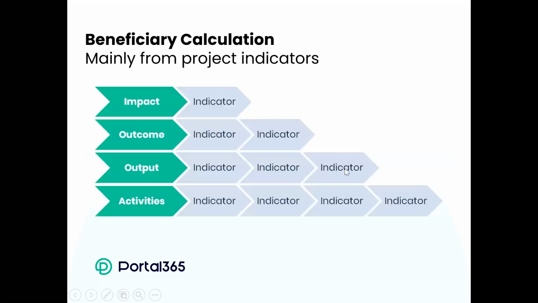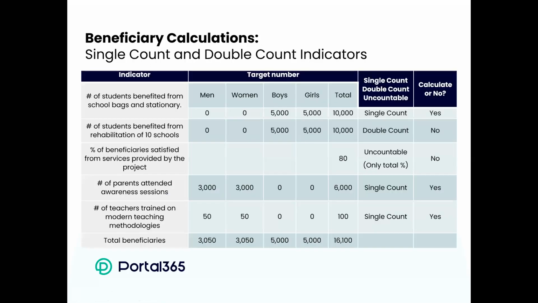So in general, when we do beneficiary calculations, we need to consider them for all the indicators at the level of the logical framework: impact, outcome, output, and activities. Of course, when the indicators are percentages, they are uncountable. But if they start with a number, then they are countable. I will talk more about what countable and uncountable figures mean.